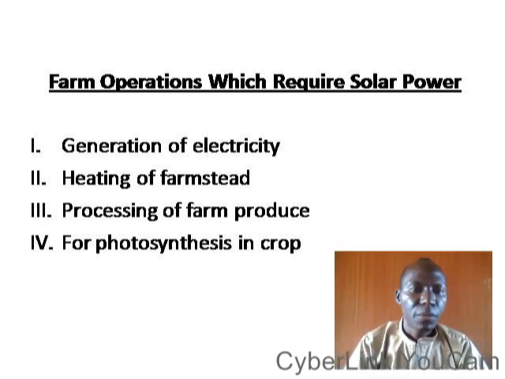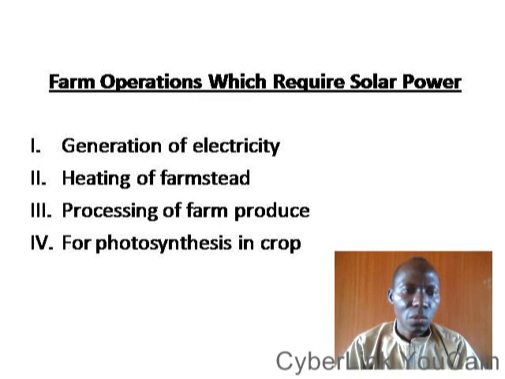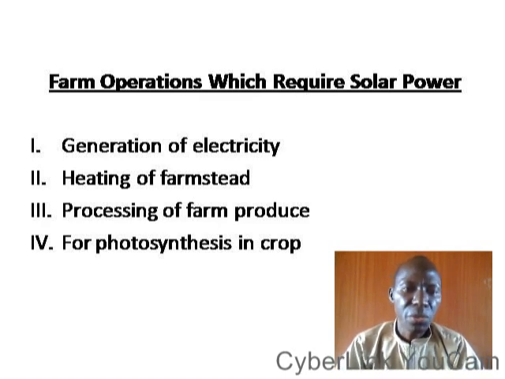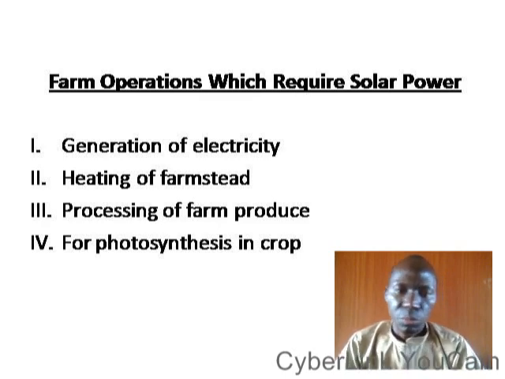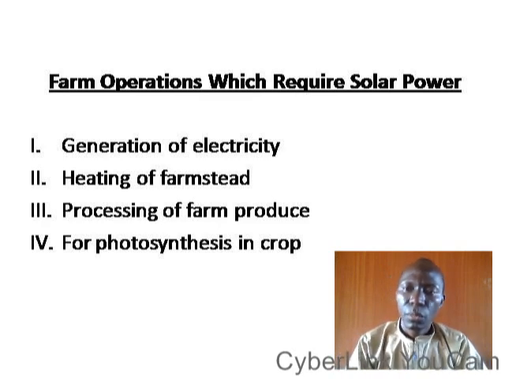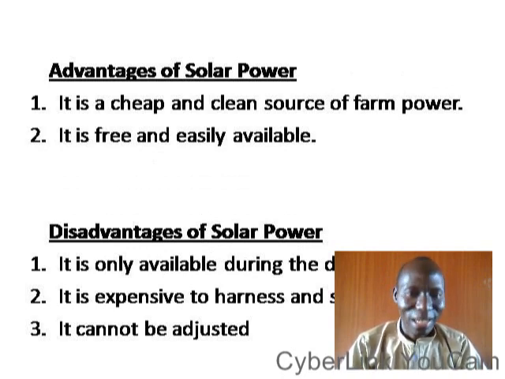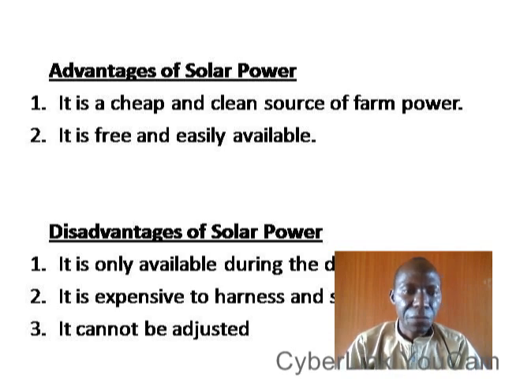One is generation of electricity. Two, heating of farmstead, processing of farm produce, and photosynthesis in crops, because the crops also make use of sun energy in order to carry out their production. Advantages of solar power: one, it is a cheap and clean source of farm power. It is free and easily available. The sun is available for everybody to make use of.